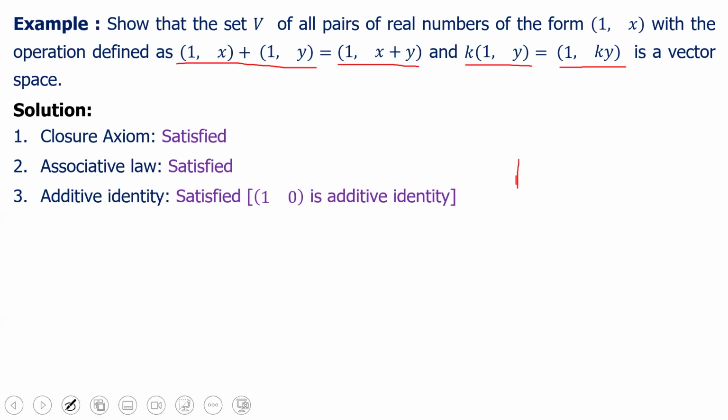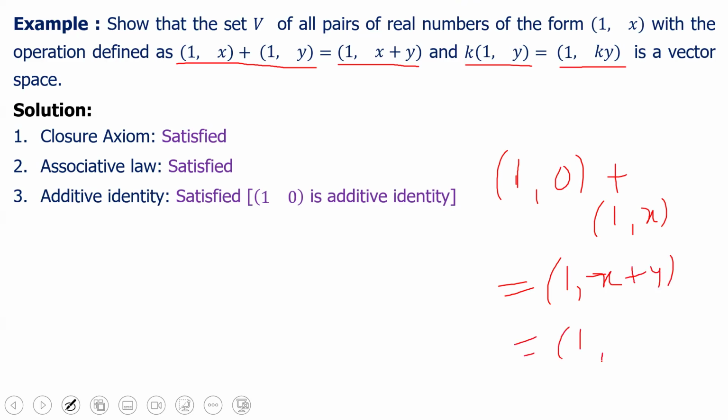(1, 0) plus (1, x), which is equal to (1, 0 plus x), which is equal to (1, x). So (1, 0) is the additive identity.